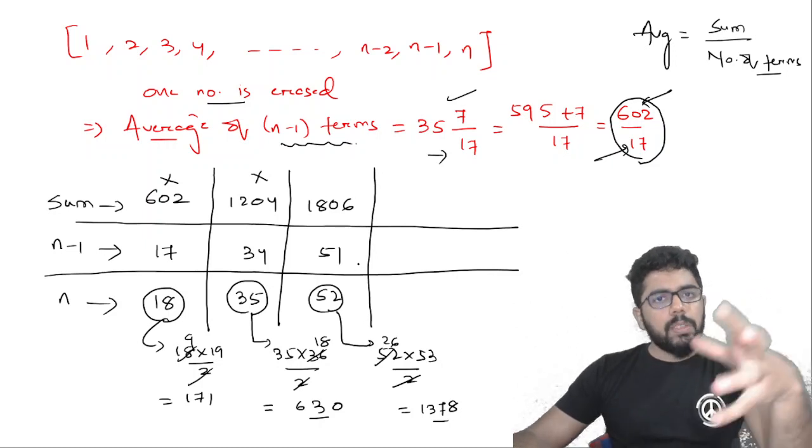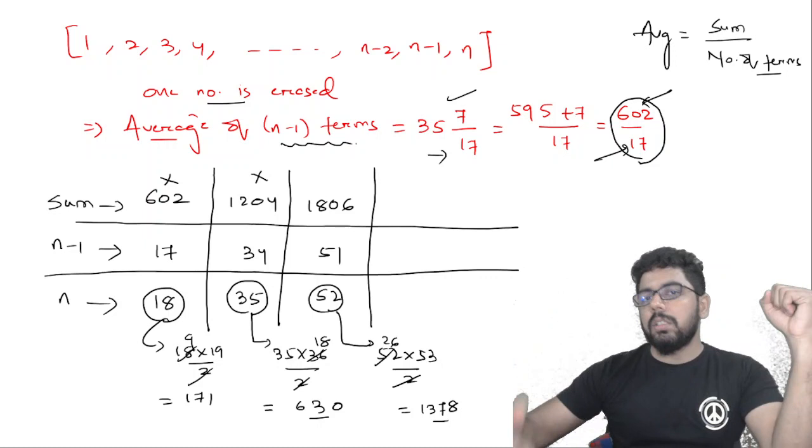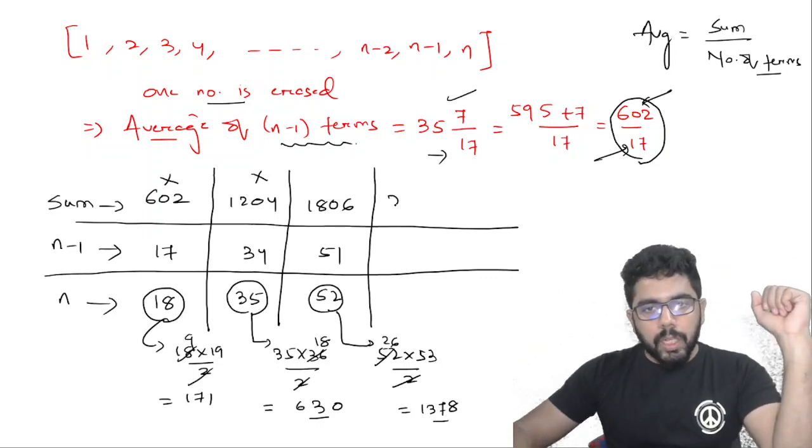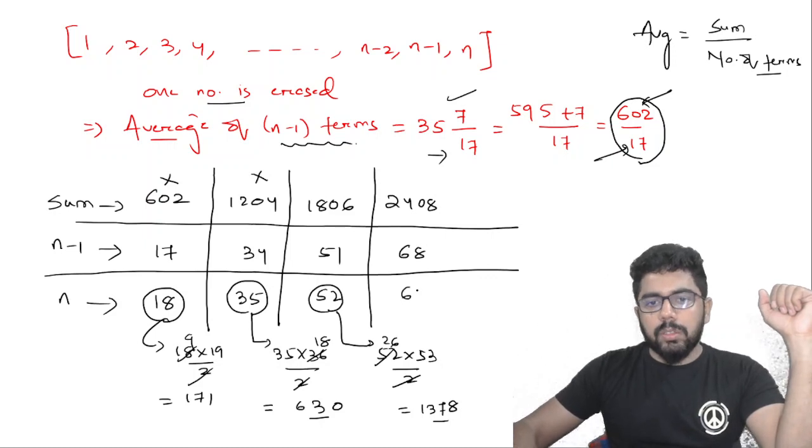So you see the problem with this method. Like we'll get the answer, but then again trial and error, trial and error, trial and error. It will take you some time. Next, if I multiply it by 4, 68. Actual number of terms is 69.